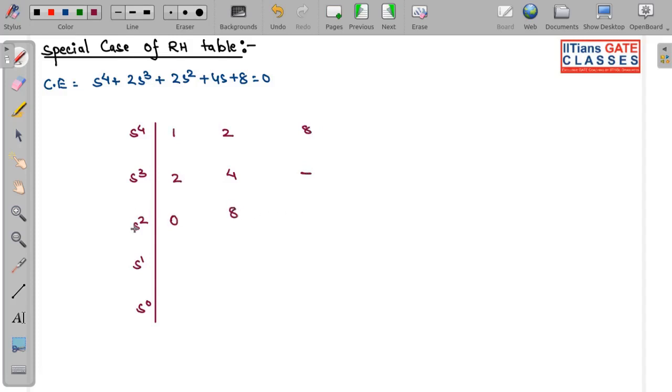So this is not actually row of 0. Why? I have already told you, in that we have an entire row 0, but here you can see only the first element is 0. Now this is problematic. Why? Because if you come over here in the next row, this will create infinite because you will be dividing by this element. So how do we proceed then?